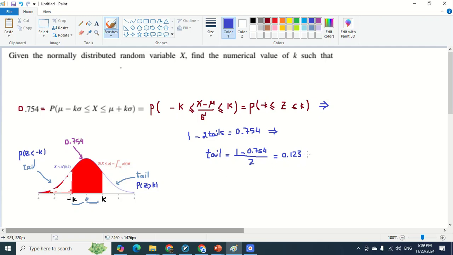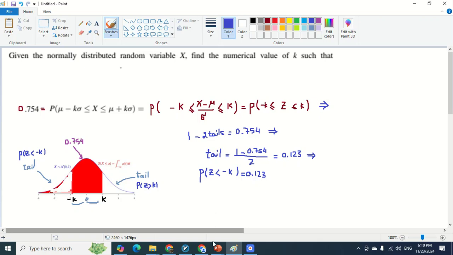So by finding the area of a tail, we can rewrite the probability of z less than minus k instead of the tail. We can replace the tail by that one. It means that the probability of z less than minus k should be equal to 0.123. And because the value of this probability is less than half, you should look at the negative table to find the corresponding value for k.